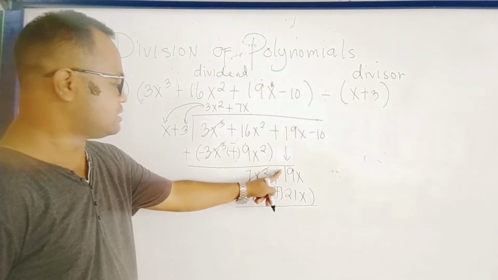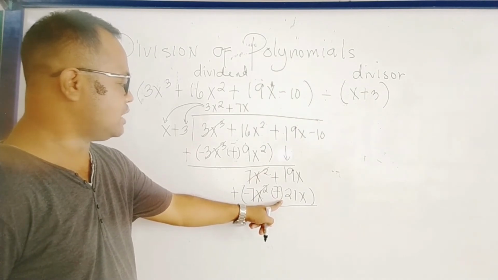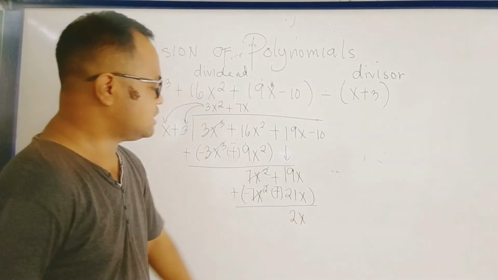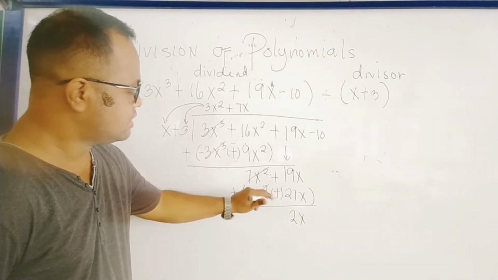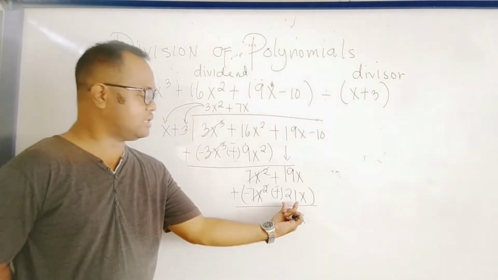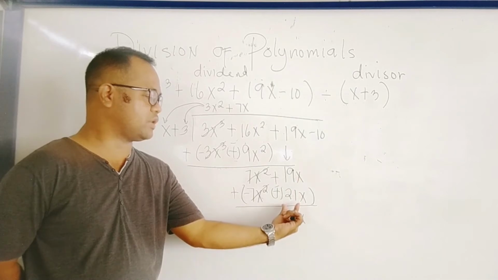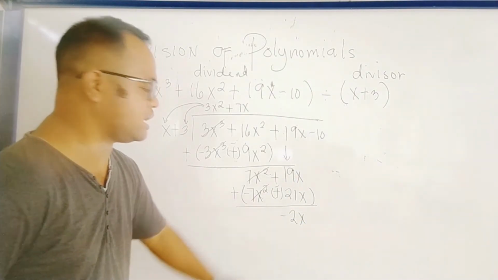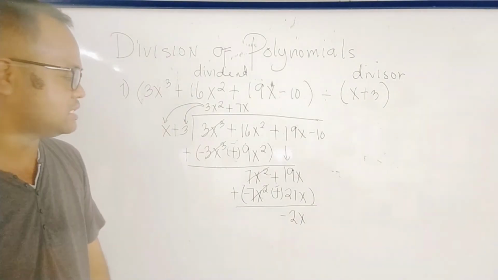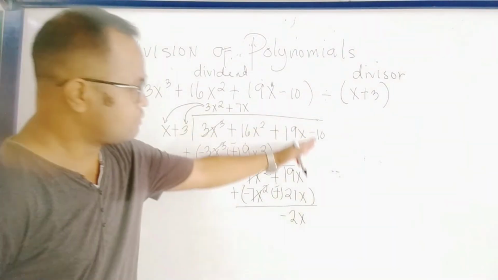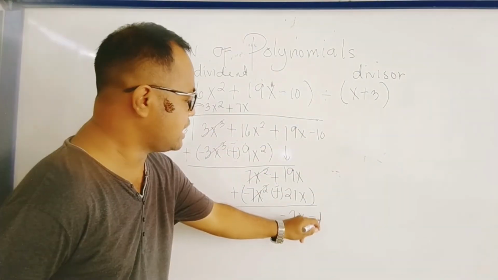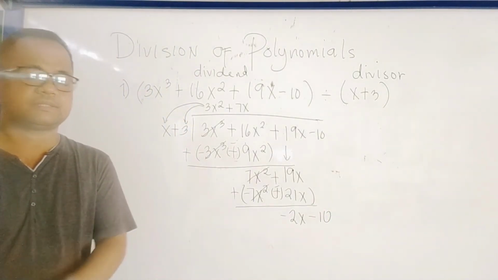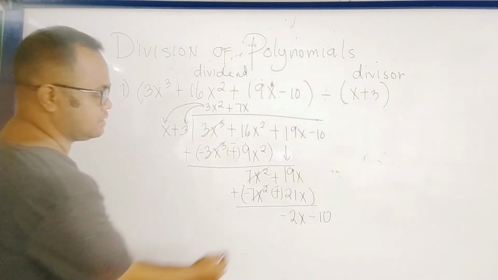19 minus 21 is 2x. The sign is negative because the absolute value of negative 21 is greater than the absolute value of 19. So we follow the sign of 21. So that is negative 2x. Bring down the next term, which is negative 10. Then, repeat the procedure.